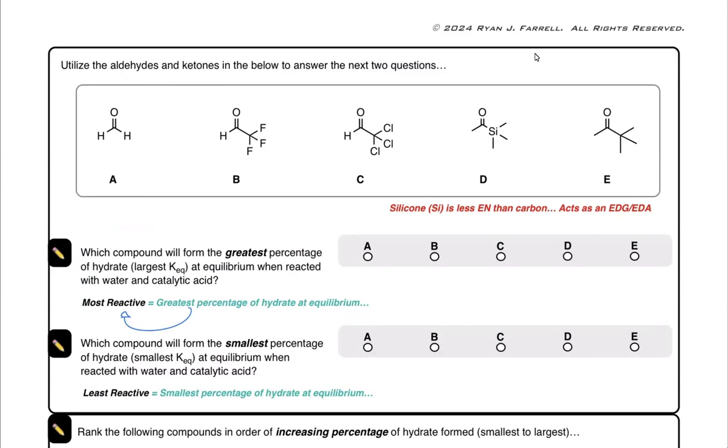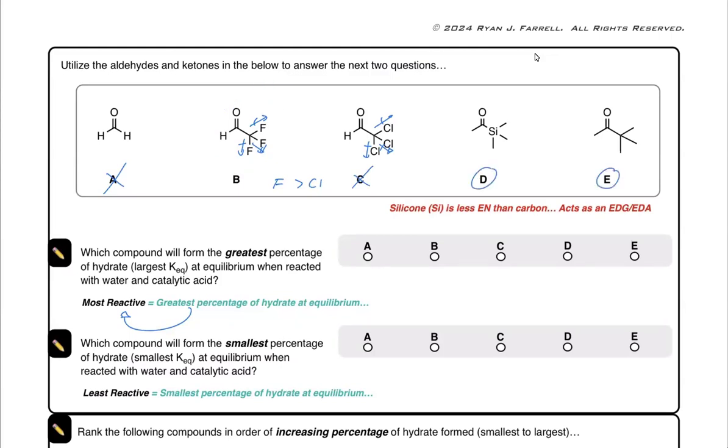Here we have formaldehyde. B is an aldehyde with 3 fluorines. I would say B is more reactive than A, so A is not the most reactive. Looking at structure C, that's an aldehyde with 3 chlorines. Chlorine, remember, is less electronegative than fluorine, so fluorine is more withdrawing than chlorine. That means B is still the most reactive so far.